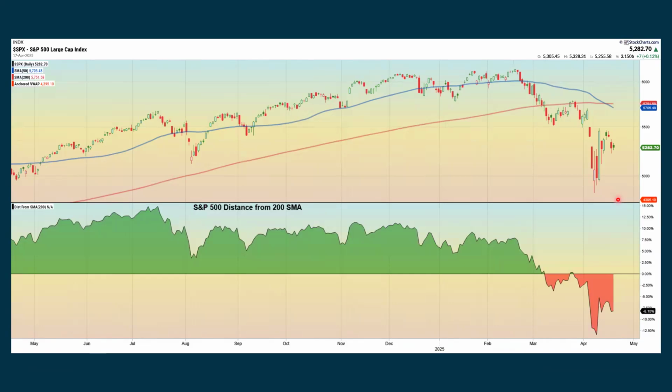And just measuring how far below we are from the 200 period simple moving average, we're 8.15% below the 200-day moving average. You can see up here, this is what we call a death cross. When the blue line is crossing down below the red line, that's a 50 period moving average crossing below the 200 period moving average.